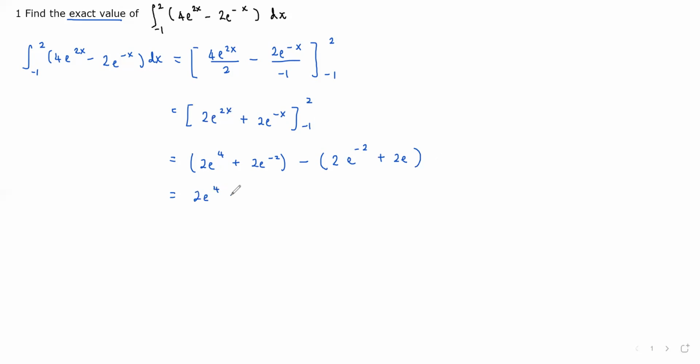And to simplify, we open all the brackets, expand everything. These two cancel off, and we are left with 2e to the 4 minus 2e.